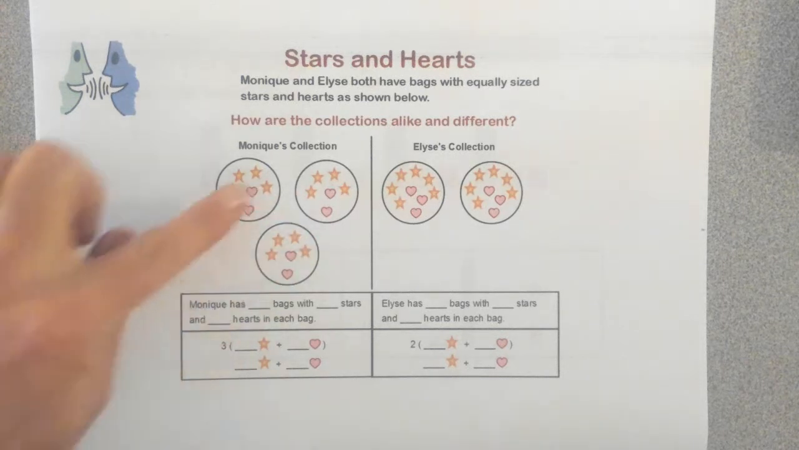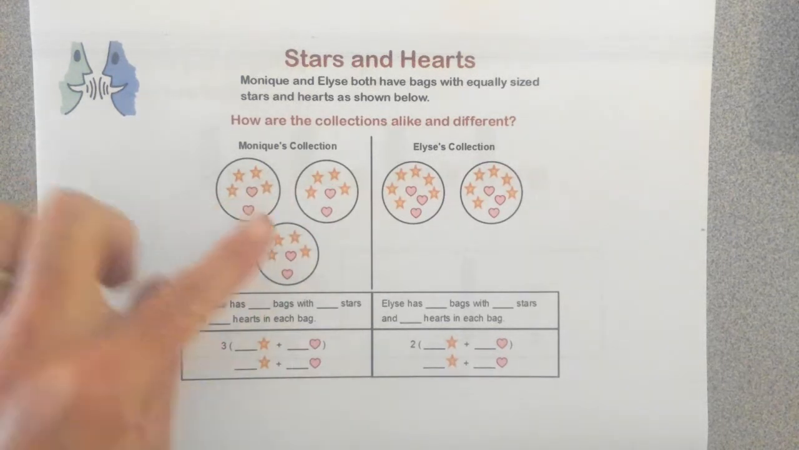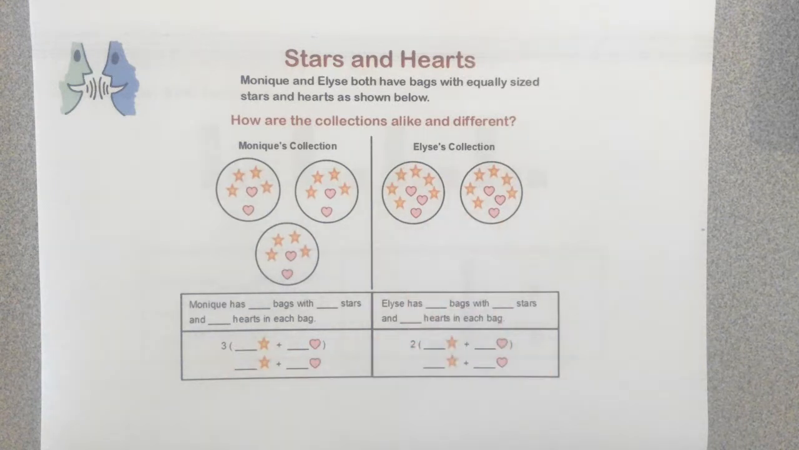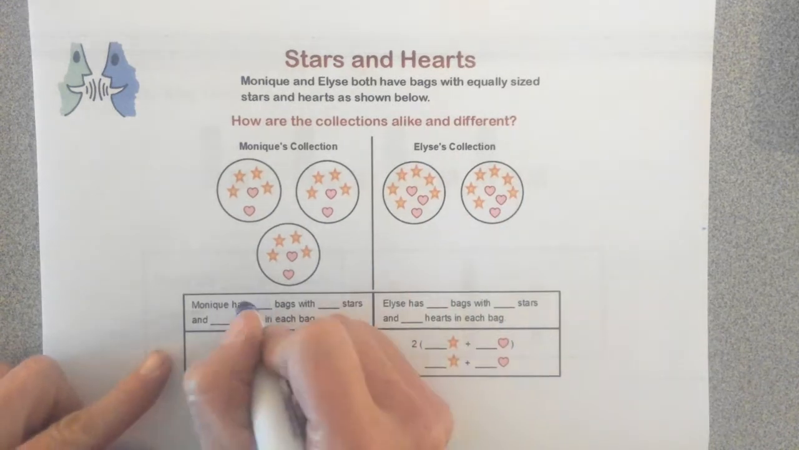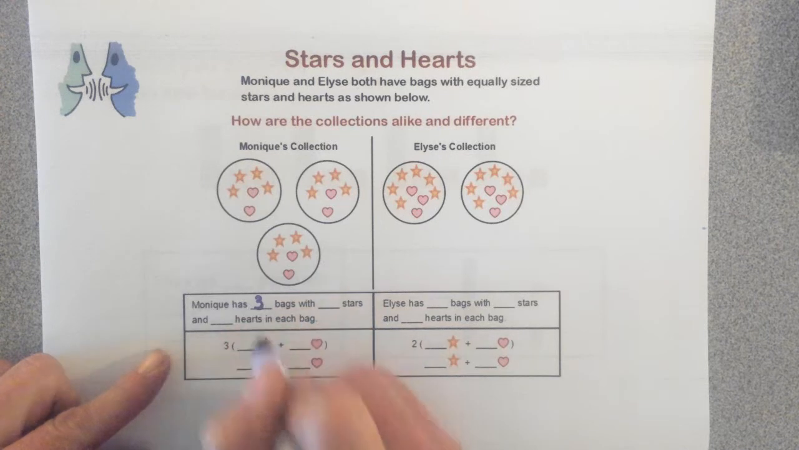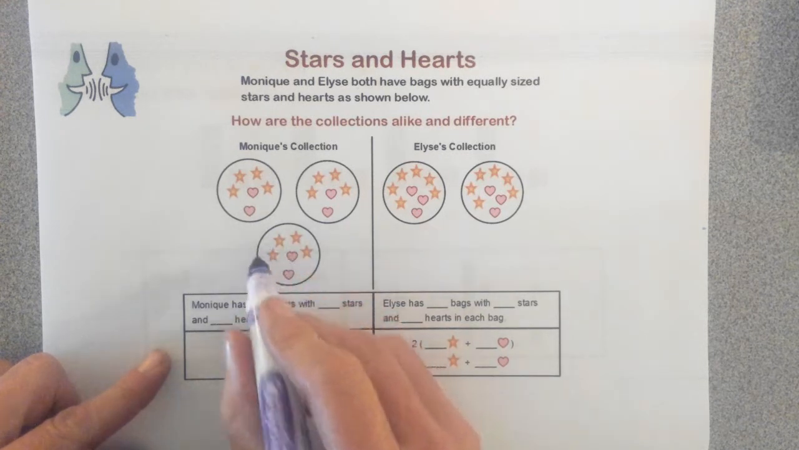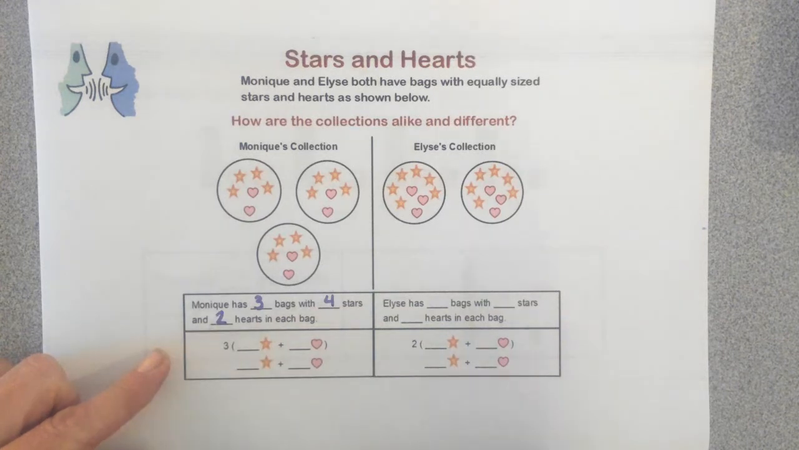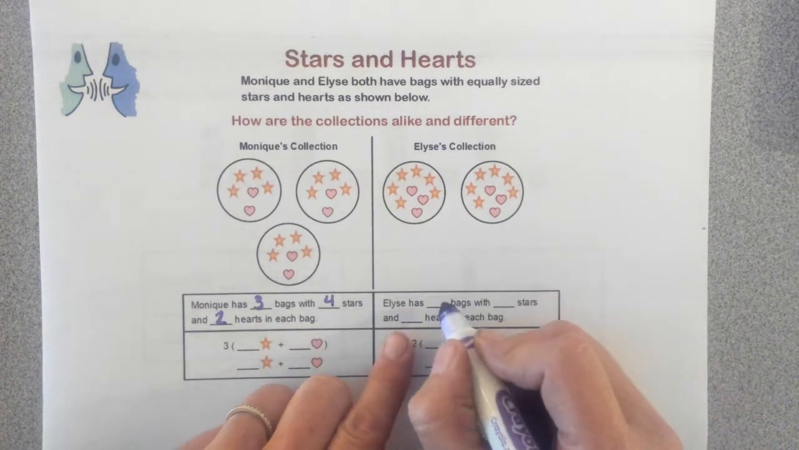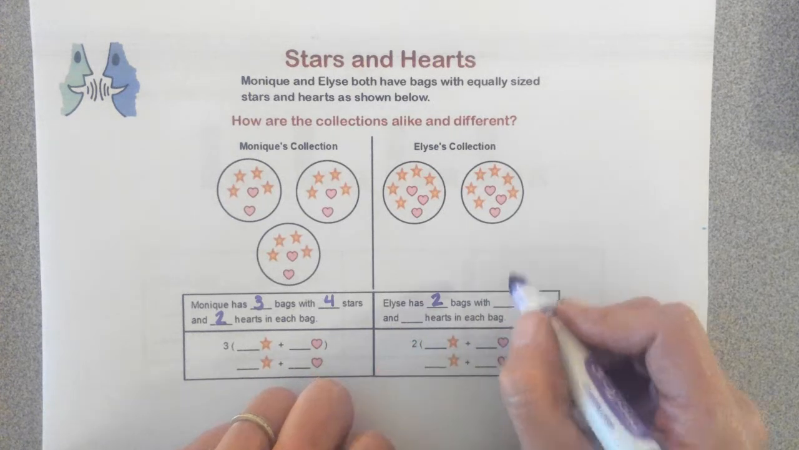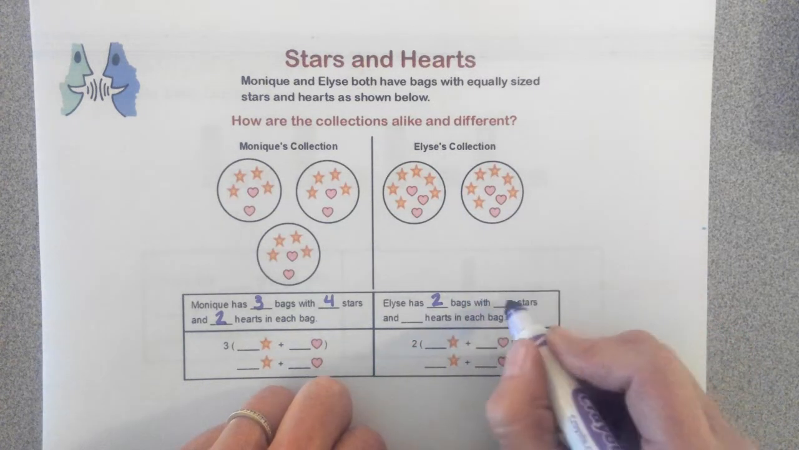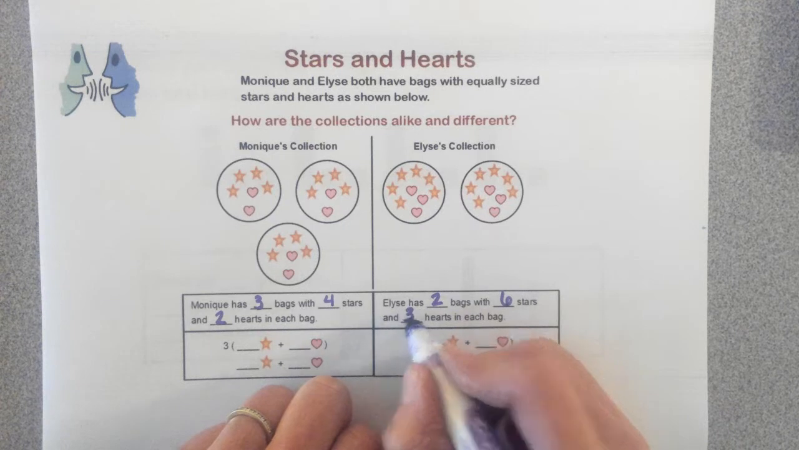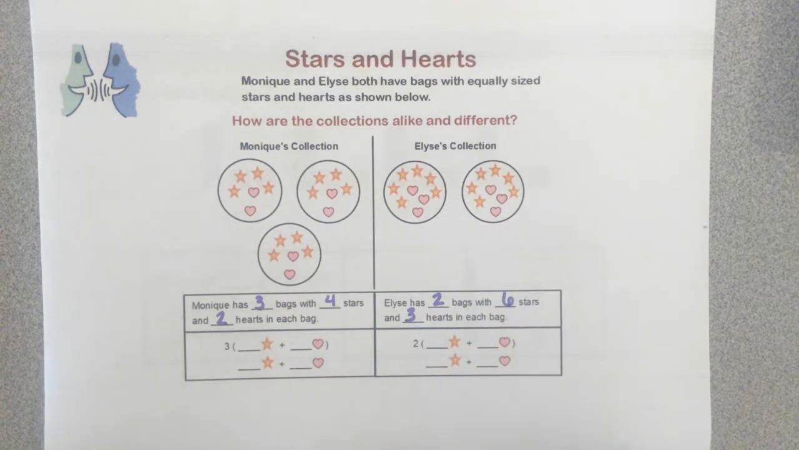So I'm looking at Monique's collection over here. I see she has 3 bags and Alyssa over here only has 2 bags. So let me write down here, Monique has 3 bags with 4 stars and 2 hearts in each bag. Elise has 2 bags with 6 stars and 3 hearts in each bag. Now they're different because there's different amounts and there's different number of bags, but let's see how it turns out in the end.